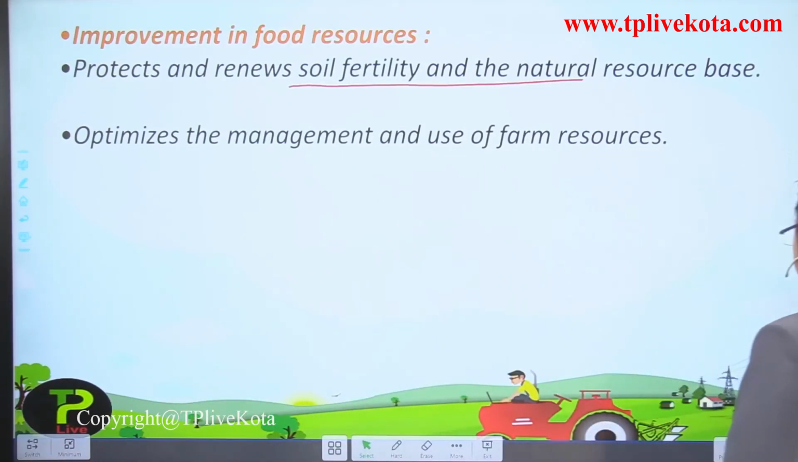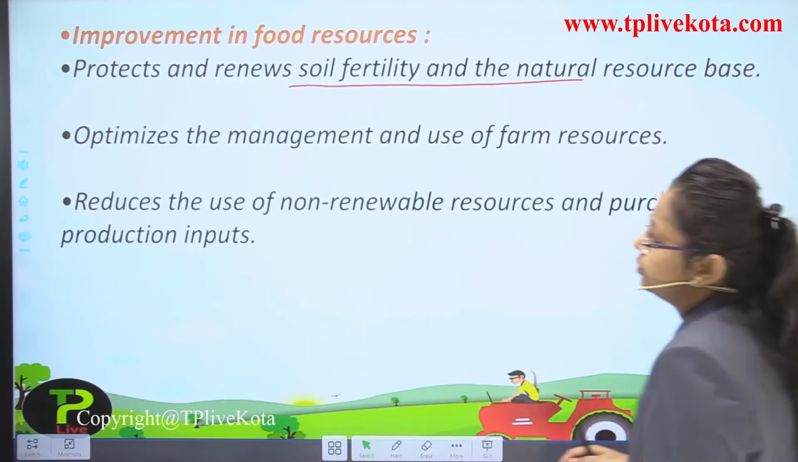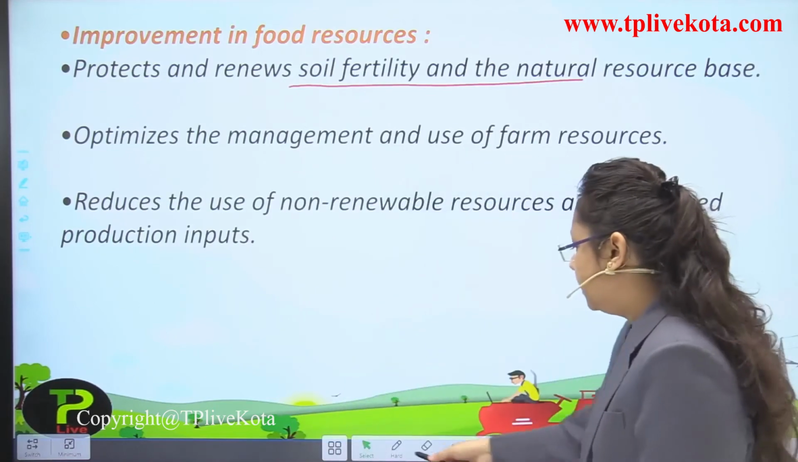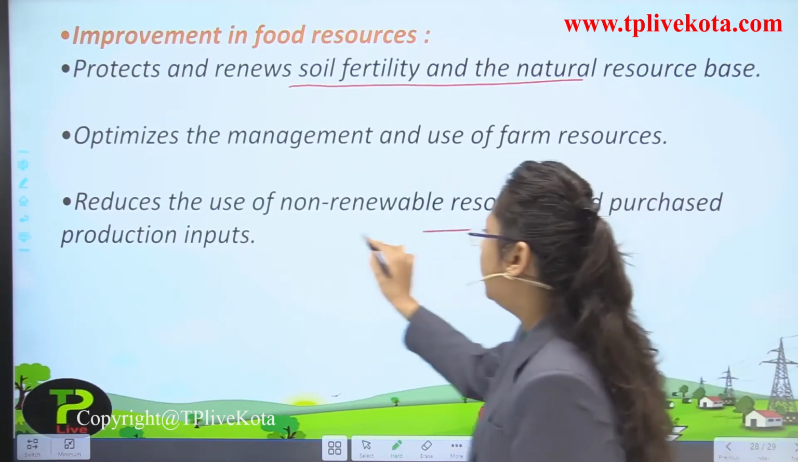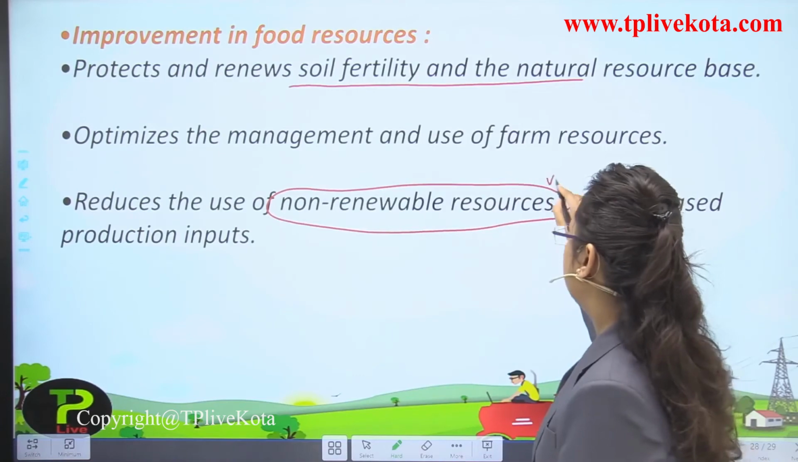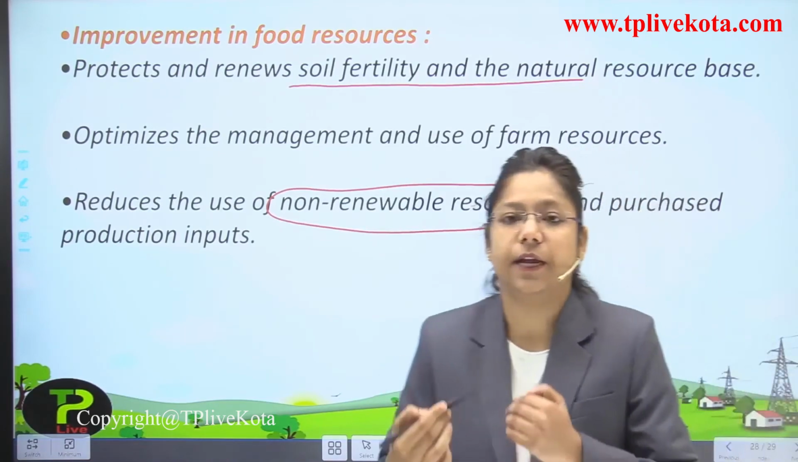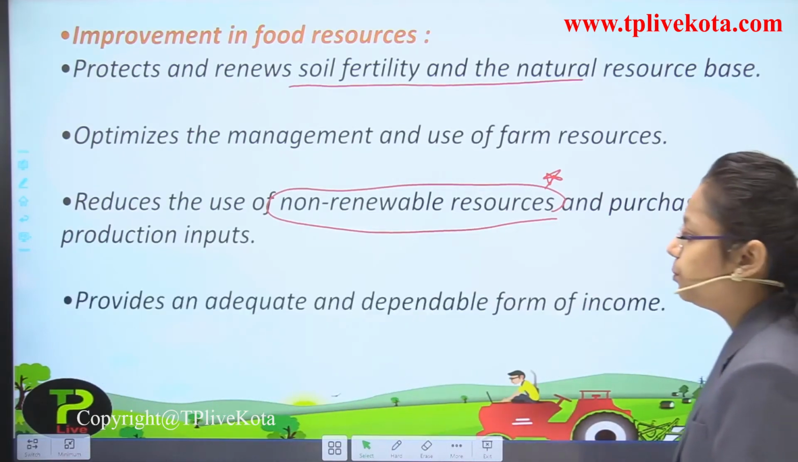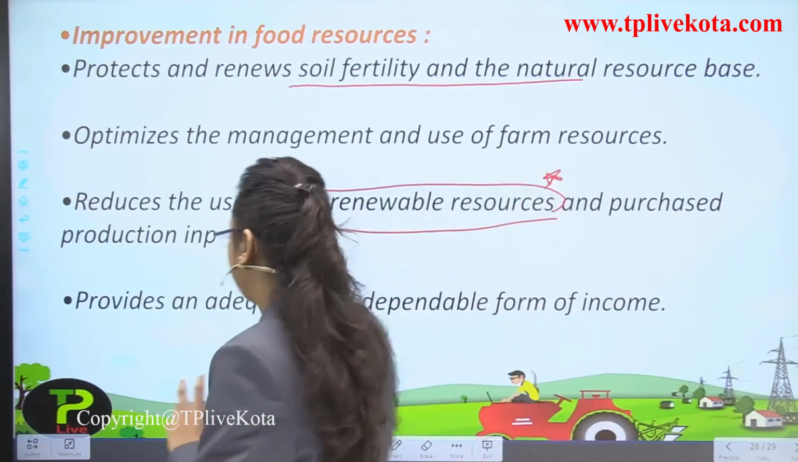Now the third point that arises in improvement in food resources is we should use the non-renewable sources. Okay, the non-renewable resources should be put a stop to use and purchase production inputs. Okay, now the fourth point that arises here is provide an adequate and dependable form of income.